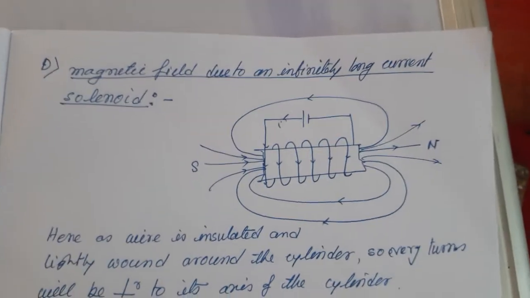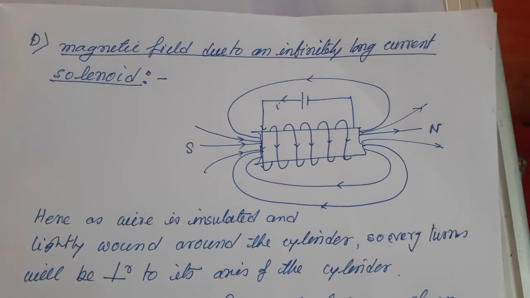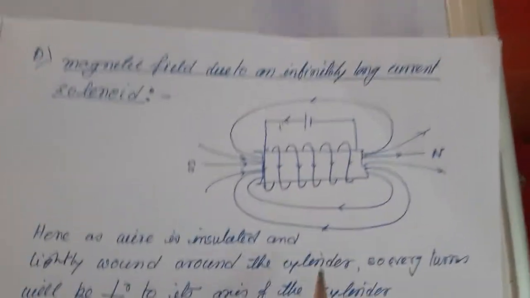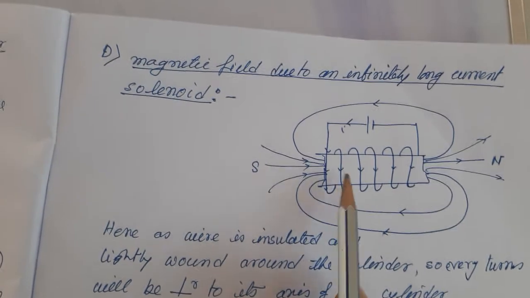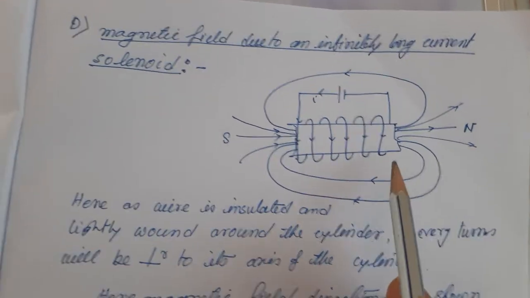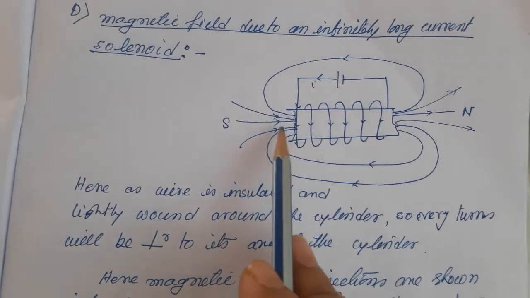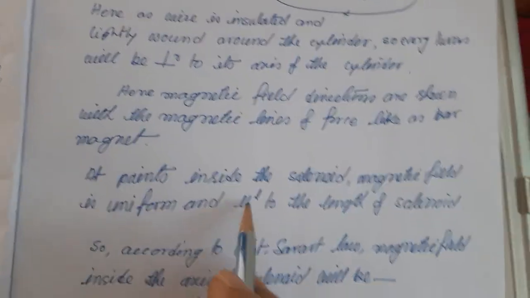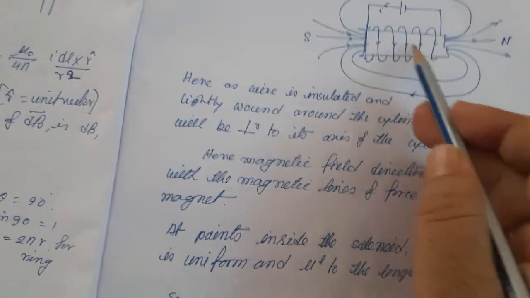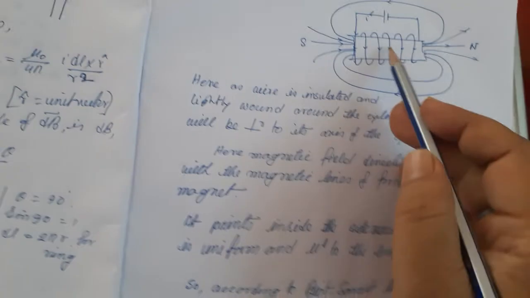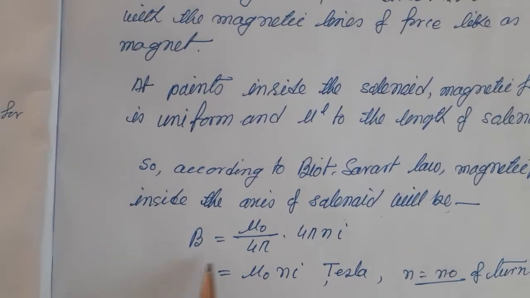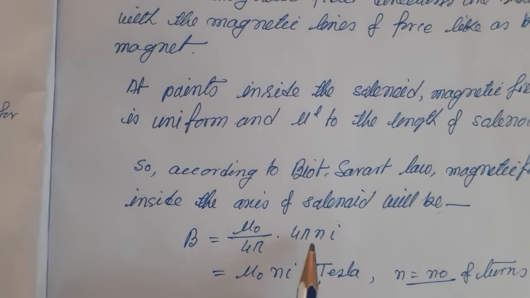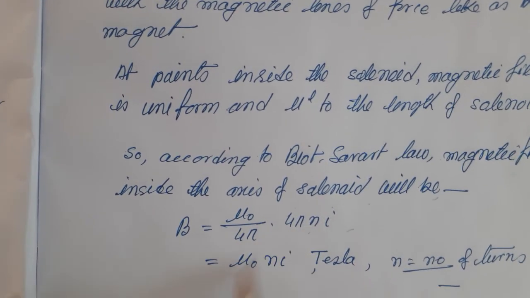Now the last topic of today's discussion: the magnetic field due to an infinitely long current-carrying solenoid. This is a solenoid and the wire is insulated. The wire is totally insulated and wound tightly around the cylinder, so every turn is perpendicular to the main axis. If we find the magnetic field at any point inside the solenoid, the magnetic field along the axis of the solenoid will be B is equal to mu 0 n I, where n is the number of turns per unit length, in Tesla. This is the last part of today's discussion.